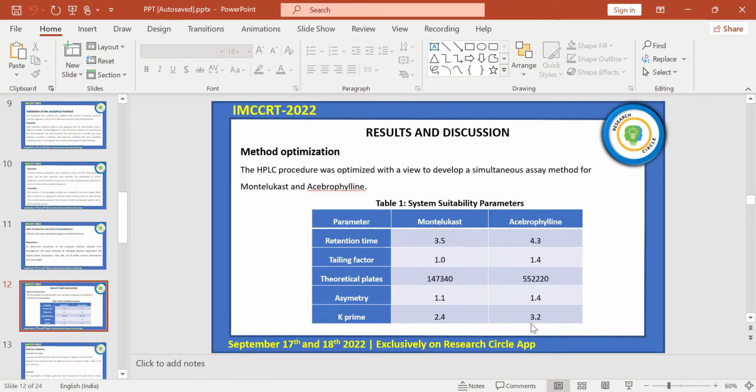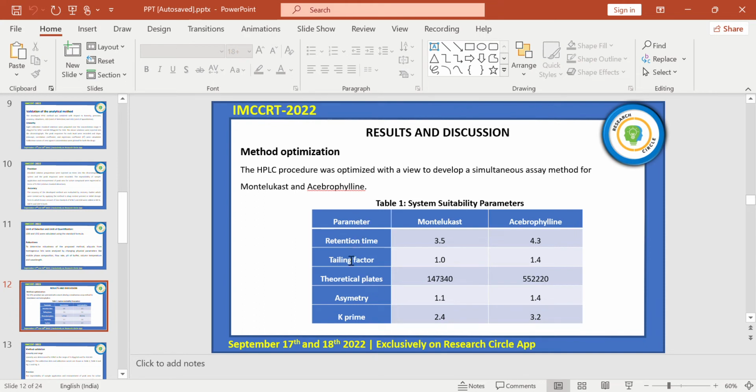Now these are the results and discussion part. First, the HPLC procedure was optimized with a view to develop a simultaneous assay method for Montelukast and acebrophylline. Table 1 indicates the system suitability parameters.